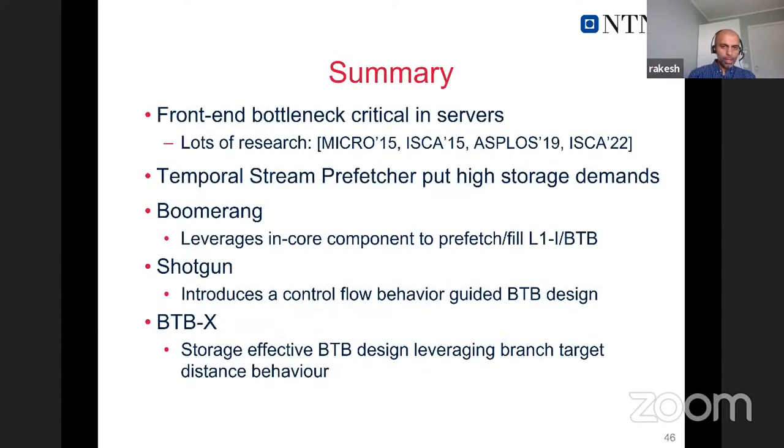Okay, to summarize, we have seen that the front-end bottleneck is a critical problem in servers. Irrespective of whether you have a monolithic application or microservices, conventional serverful applications, or serverless computing, the front-end is a bottleneck in all of these scenarios. Temporal stream prefetchers work, but they have huge storage overhead. We propose three systems: Boomerang, which uses only the in-core BTB and branch predictor to fill the L1I and BTB. We introduce Shotgun, which has a specialized BTB organization based on the control flow behavior of applications. And then we propose a specialized BTB design to represent the branch target with the fewest possible bits.